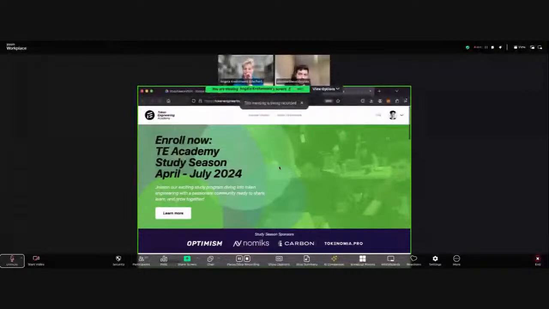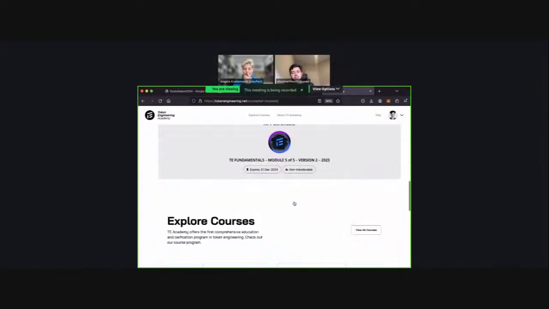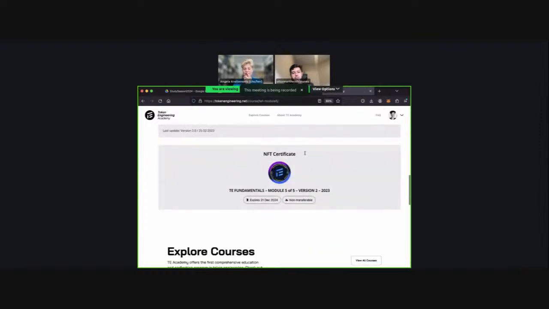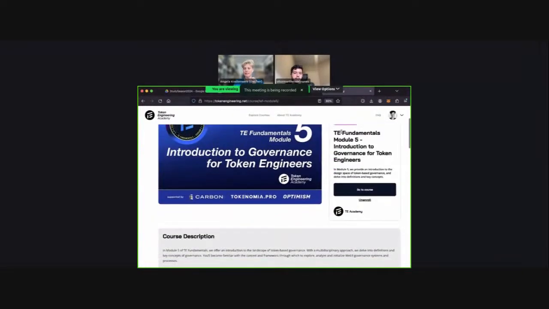So we have the TE fundamentals NFTs. These are the NFTs you can earn based on the token engineering modules, TE fundamentals. You can find them here. These are the online courses, and you can also see how many enrolled. And here at the lower end, you'll see these NFTs, the visual representation, in this case the PNGs, and some details about it. This is what I mean by TE fundamentals, in this case module 5, NFTs.